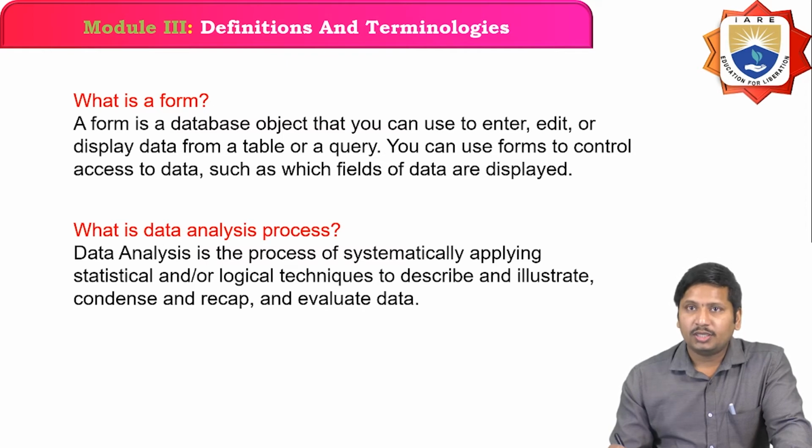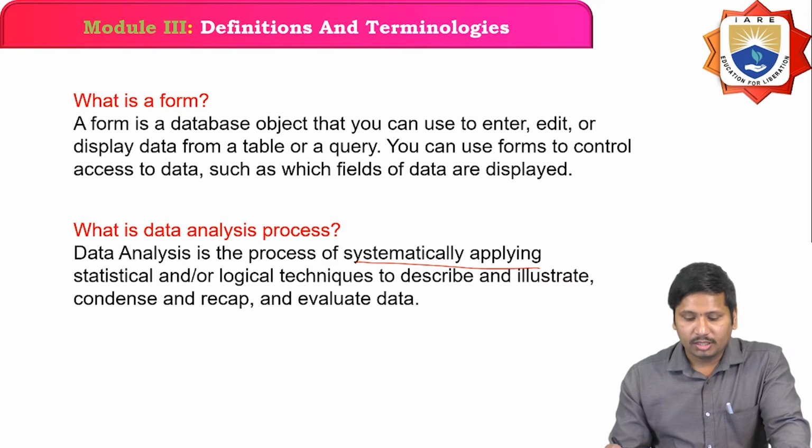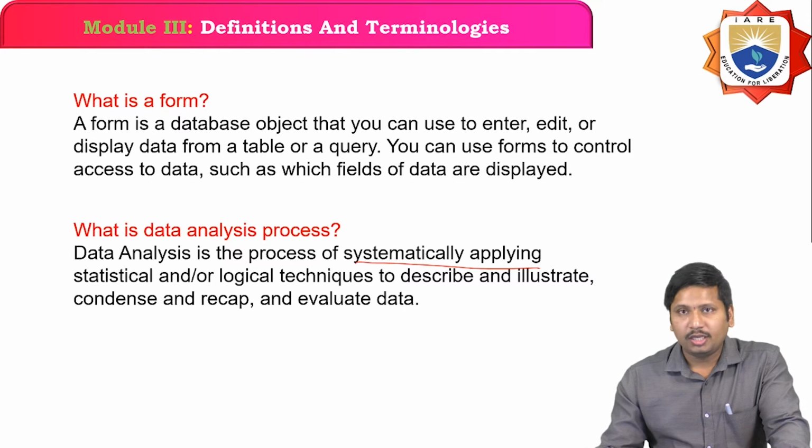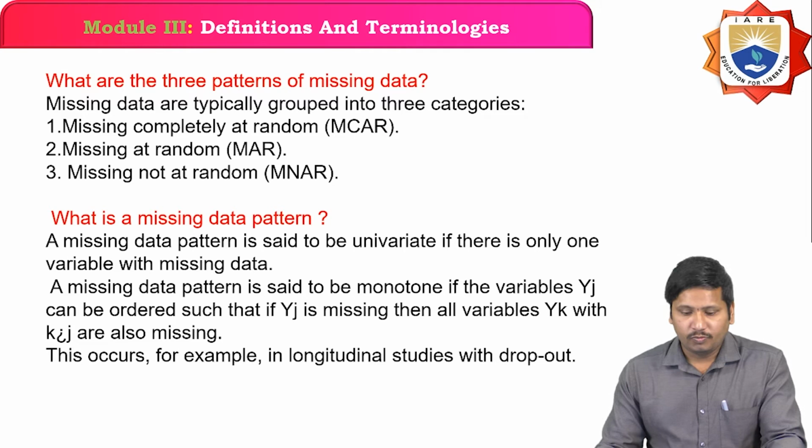And then another question is, what is the data analysis process? The data analysis process is a process of systematically applying statistical and logical techniques to describe and illustrate, condense and recap, and evaluate the data. Next question is, what are the three patterns of missing data?